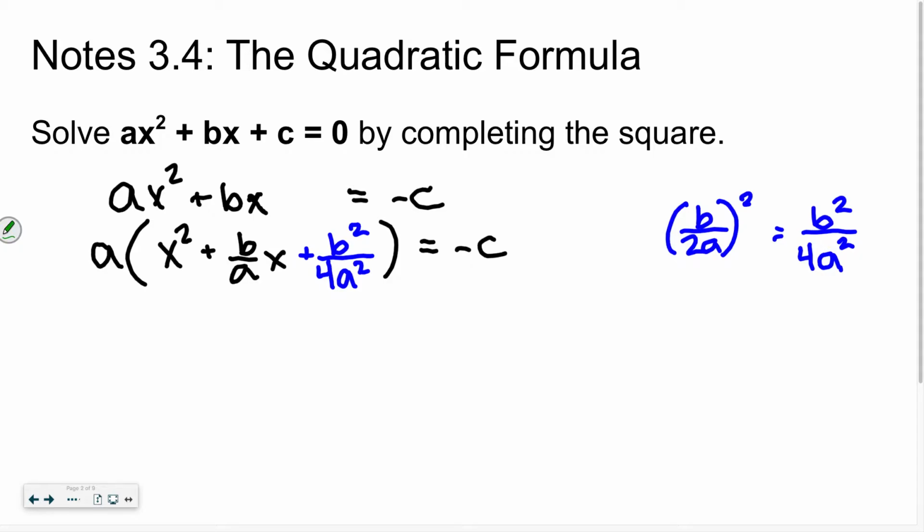because I didn't really add b squared over 4a squared. I did whatever a times all of that is, right? So I have to redistribute my a. We did that on Friday. So off to the side here, what is a times b squared over 4a squared? Well, what can you do with your a's? You can cancel the a in the numerator with one of the a's in the denominator. So what did I really do? I really added b squared over 4a.